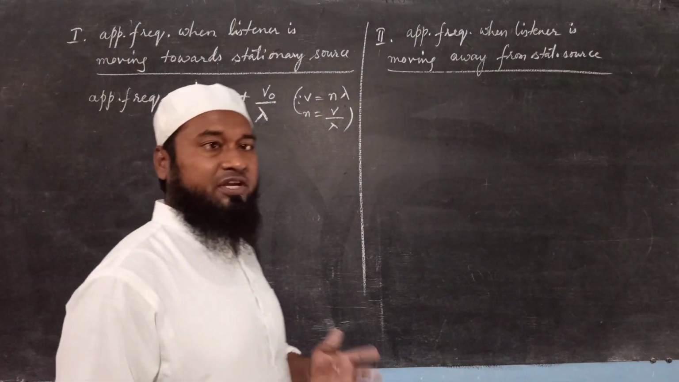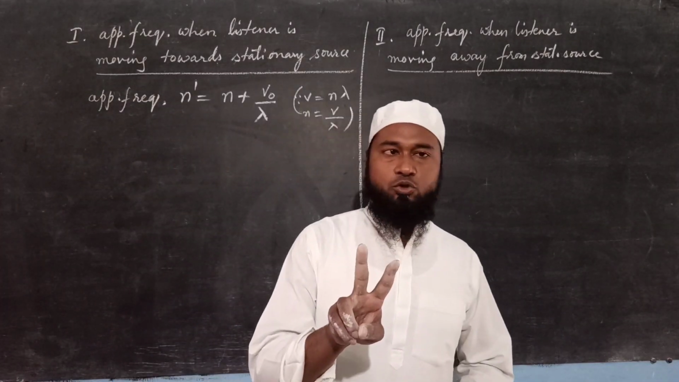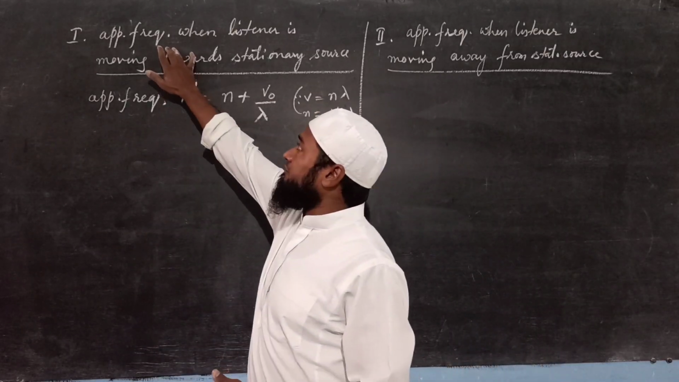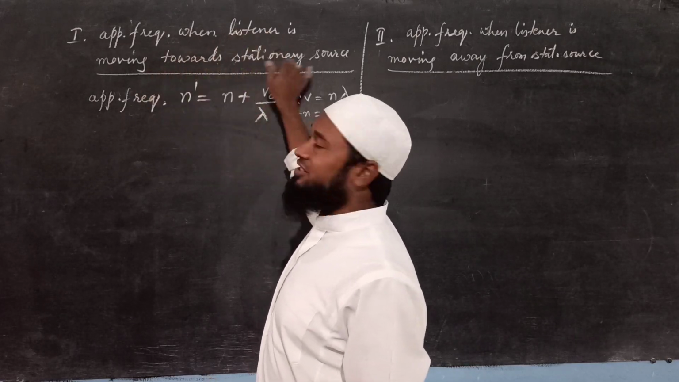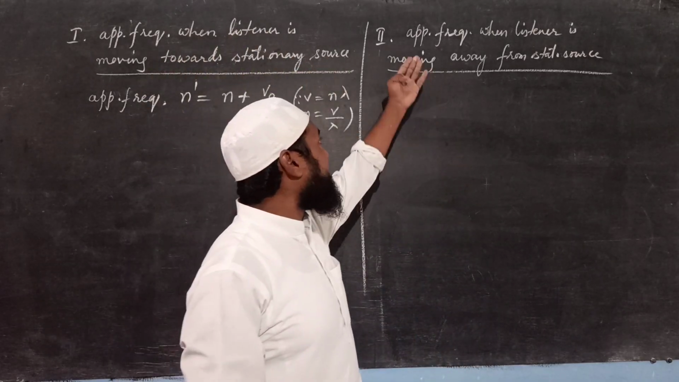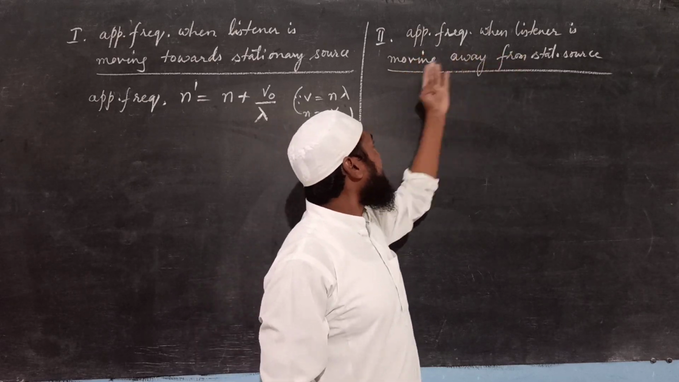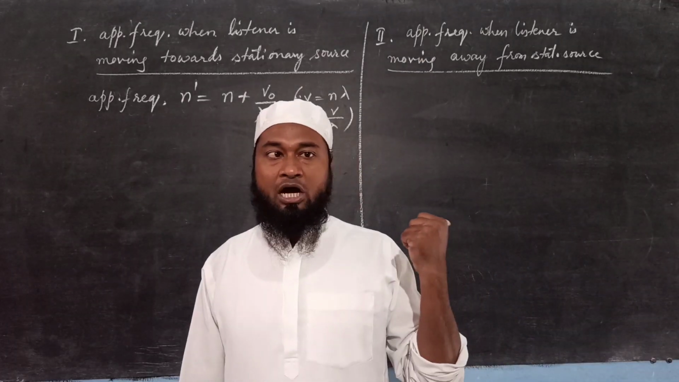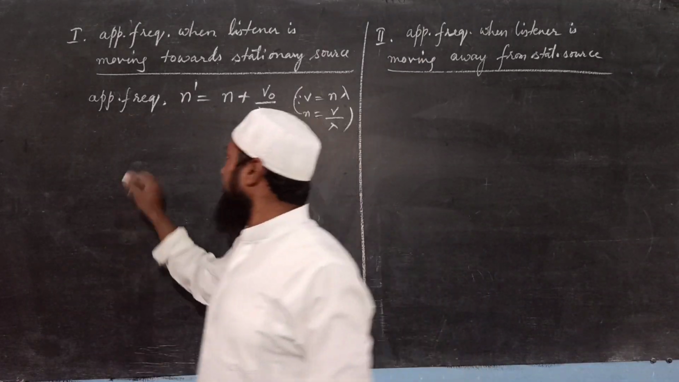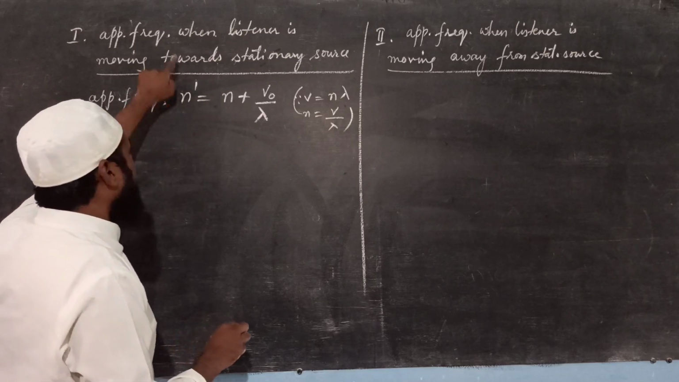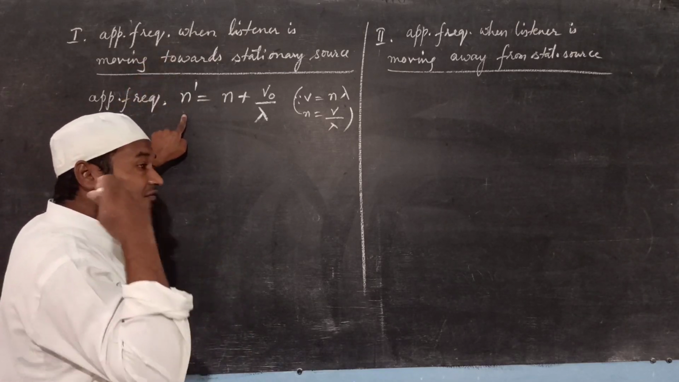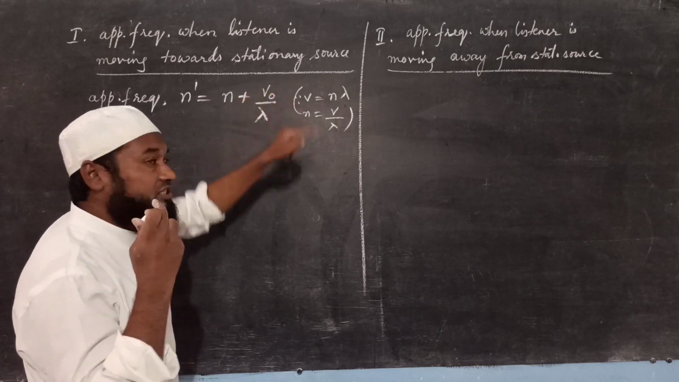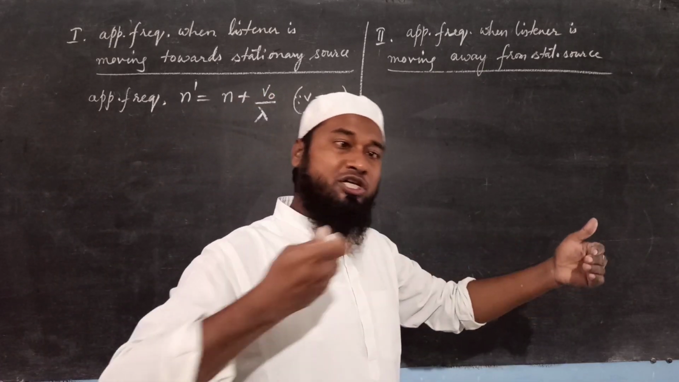So in Doppler shift we have to calculate two apparent frequency equations. One apparent frequency when the listener is moving towards the stationary source, and another when the listener is moving away from the stationary source. Just now we have seen how we get the n dash equation. For this first case, the apparent frequency heard by the listener will be equal to the original frequency plus the extra frequency which he will hear due to his motion.